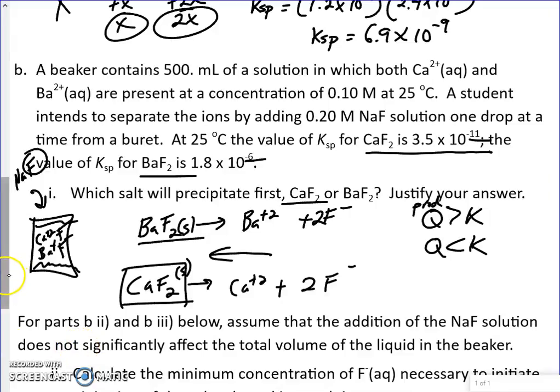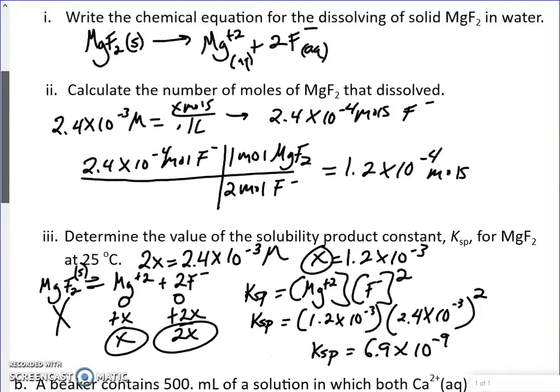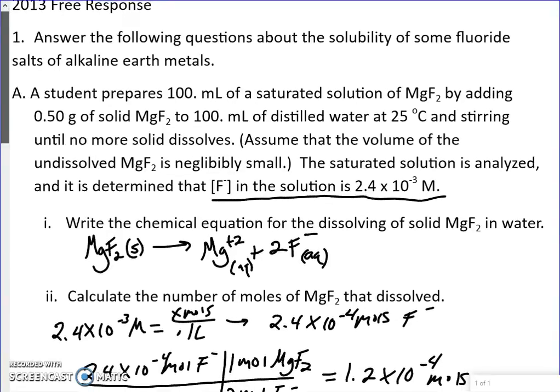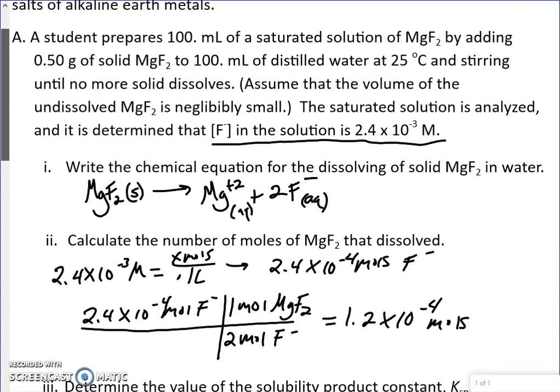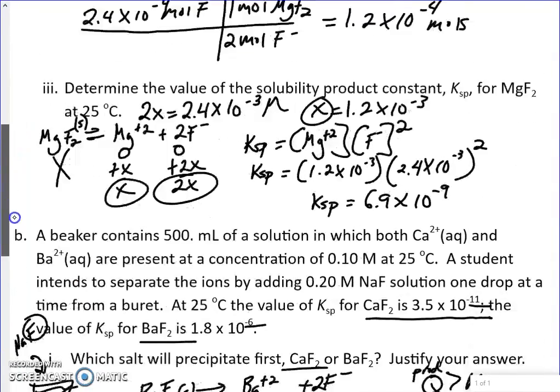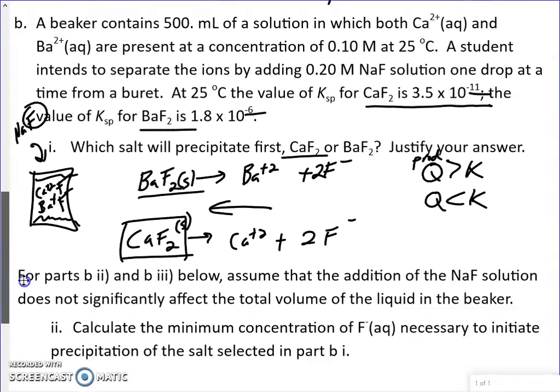Alright guys, so picking up where we left off, just as a refresher, we are working on 2013, A, number 1. We've done through question 1A at this point, which was trying to determine the Ksp value and working through the amount of MgF2 that dissolved given a concentration of fluorine ions. If you remember, we walked through it that way. Okay, and then we started on question B.